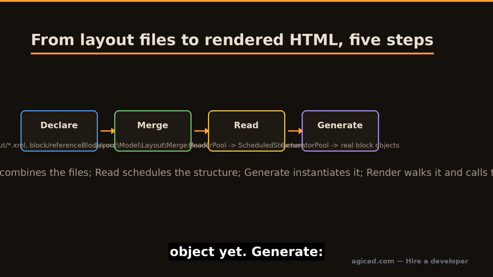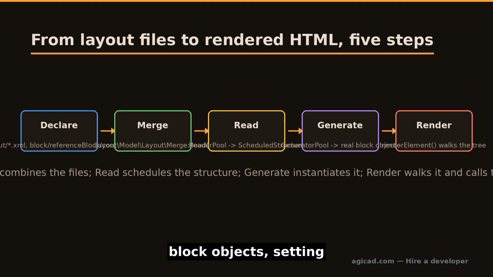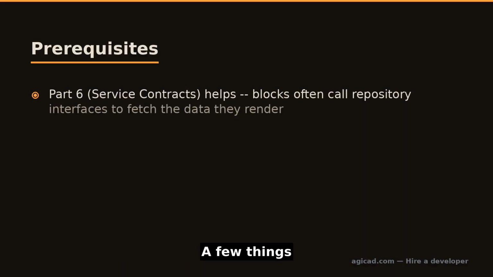Generate: a pool of generator classes walks that scheduled structure and this time actually instantiates real block objects, setting each one's layout. And render: one recursive method walks the finished tree from the root container down, calling toHtml on every block it finds displayable.